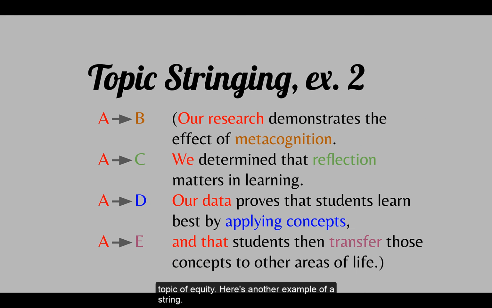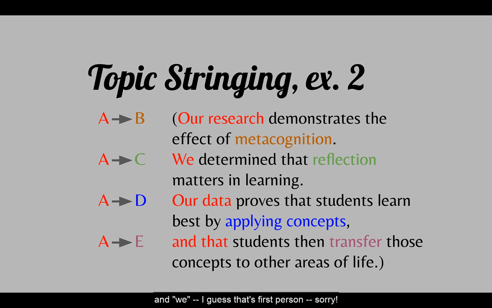Here's another example of a string. So in this one, we're starting with our research. So this whole paragraph is going to be about our research. And so our research demonstrates the effect of metacognition. We've connected the research to a different idea, metacognition. "We" is a weird transitional replacement synonym for our research, because of the first person reference, our and we, that they're alike. And now we're connecting it to a different idea, reflection.